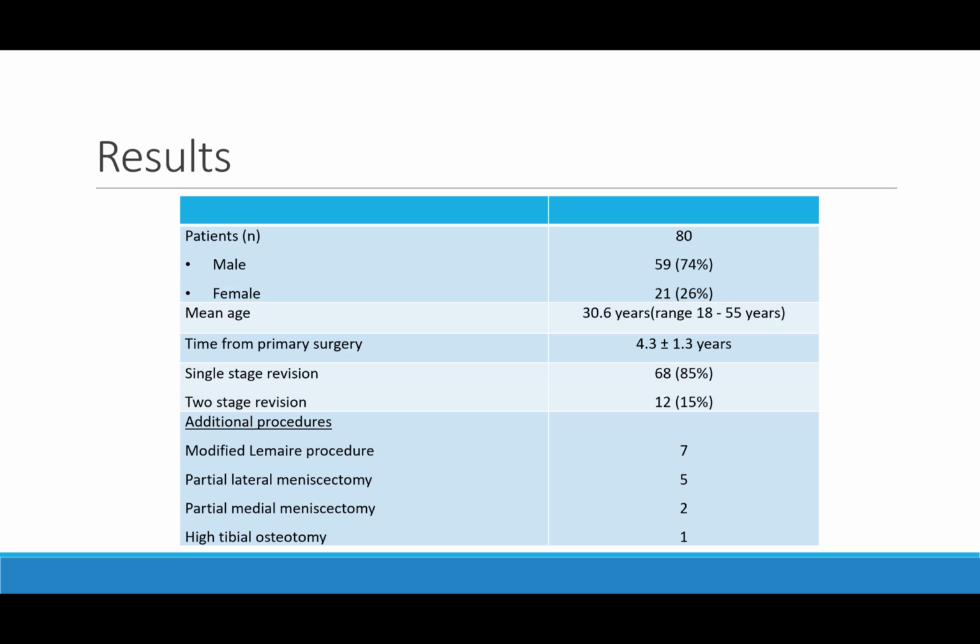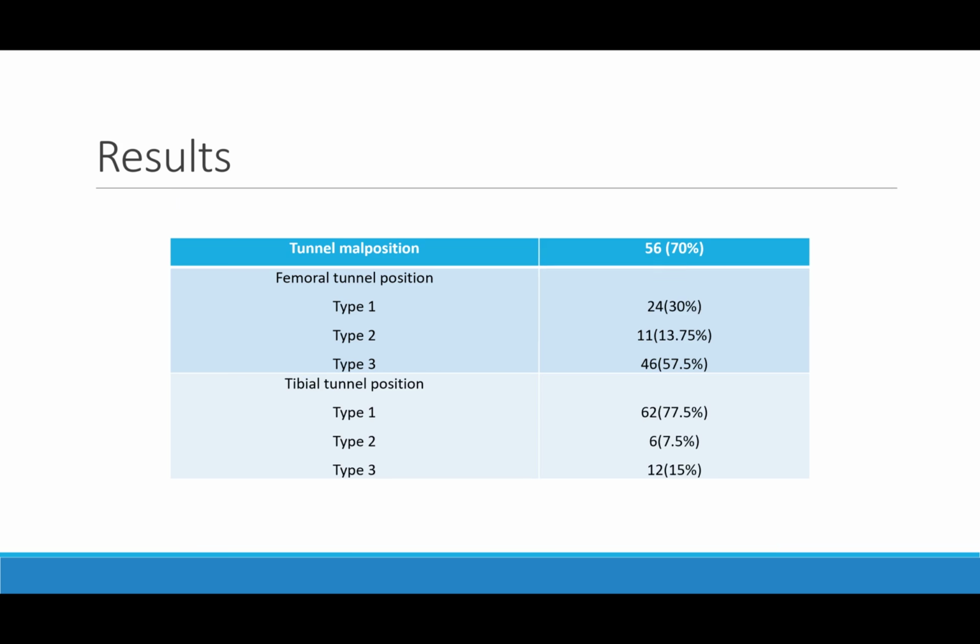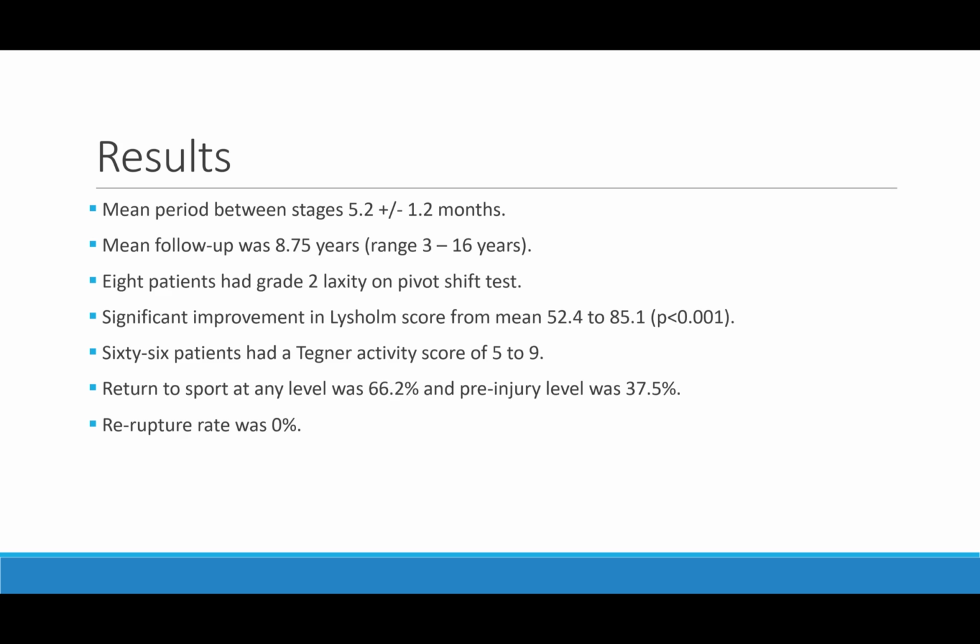68 patients had a single stage and 12 had a two-stage, and additional procedures were performed in certain cases, as you can see. There was tunnel malposition in around 70% of cases of the primary reconstruction. Those who had a two-stage had a period of around 5 months between stages, and the overall average follow-up was almost 9 years post-op. 8 patients had grade 2 laxity on pivot shift test, but with activity modification they were happy to avoid further surgery.